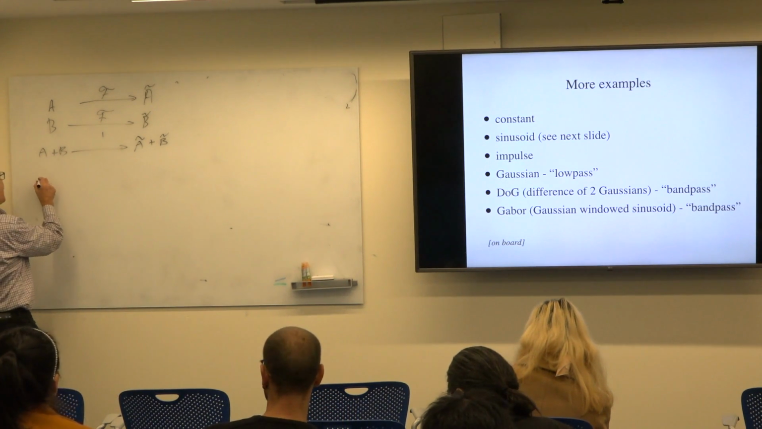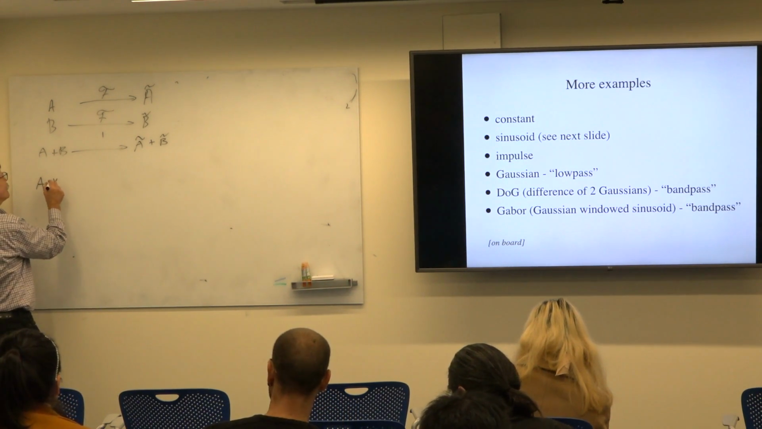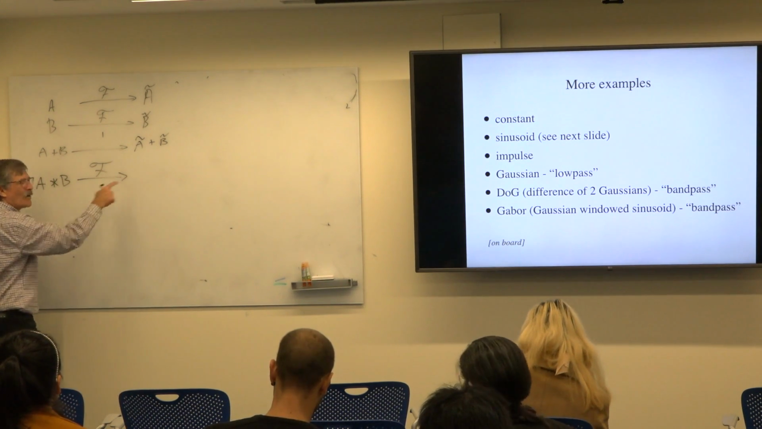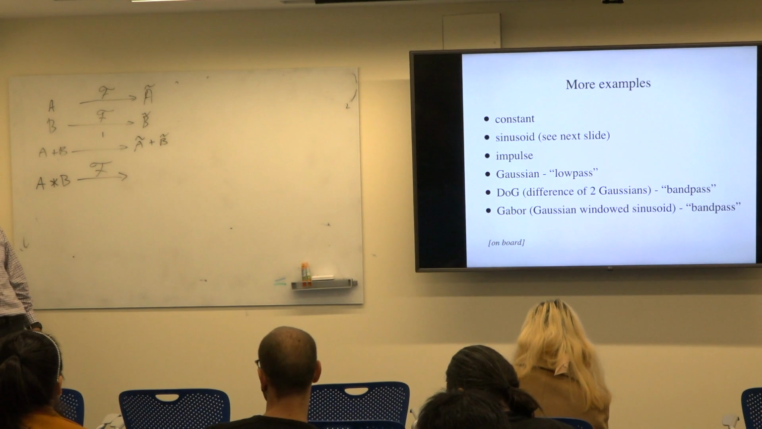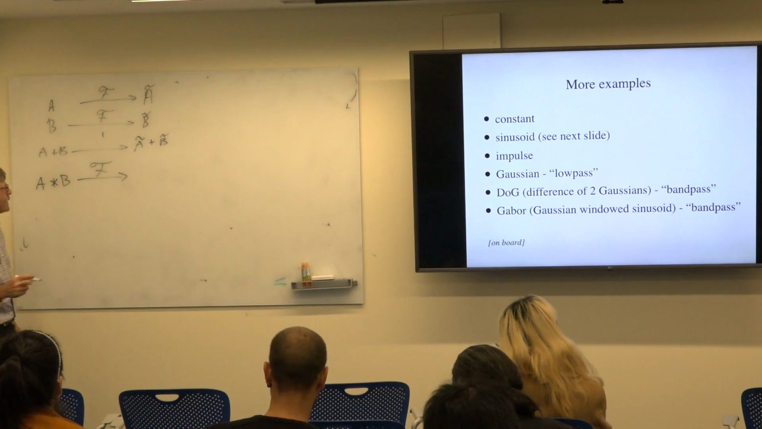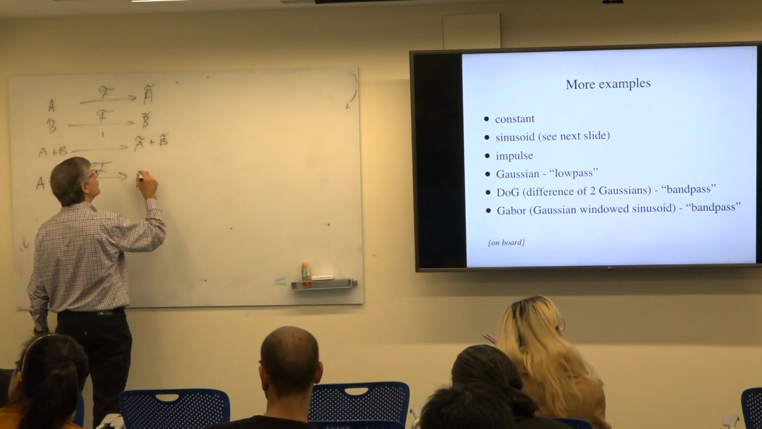If I take A convolved with B, and I do the Fourier transform, what do I get over here? A tilde times. Say it again? A tilde times. Okay, we've got to say what we mean by times.